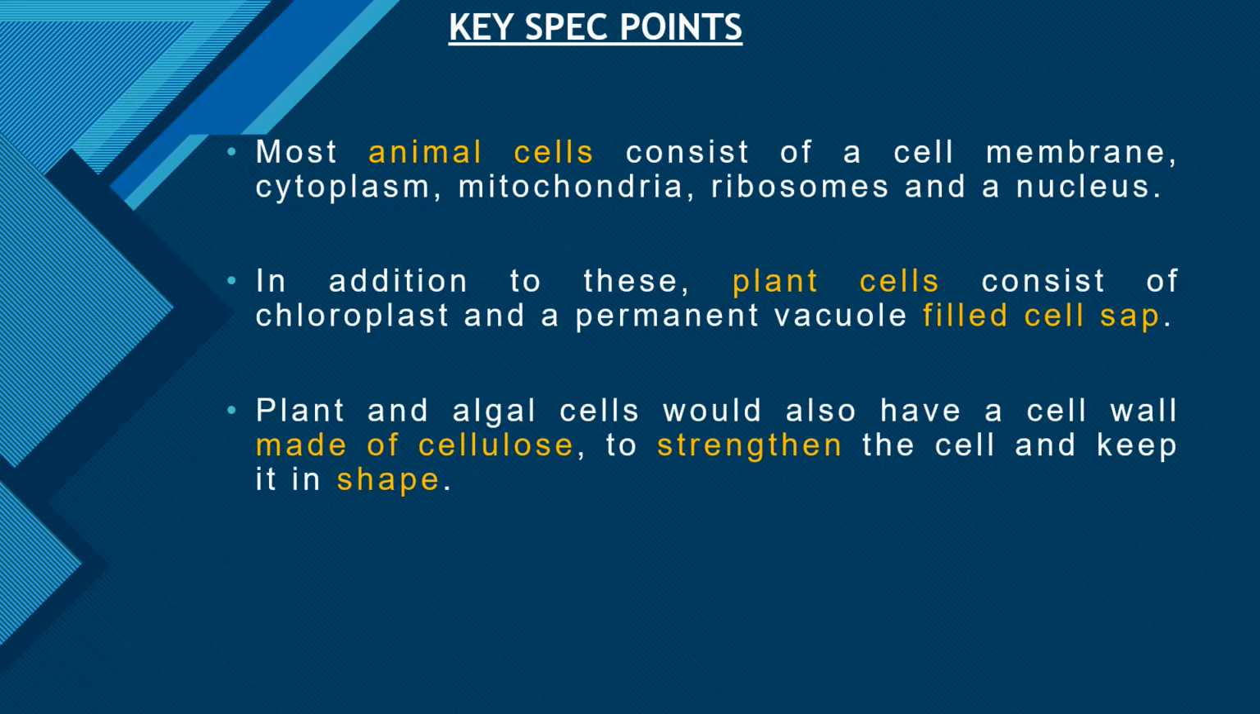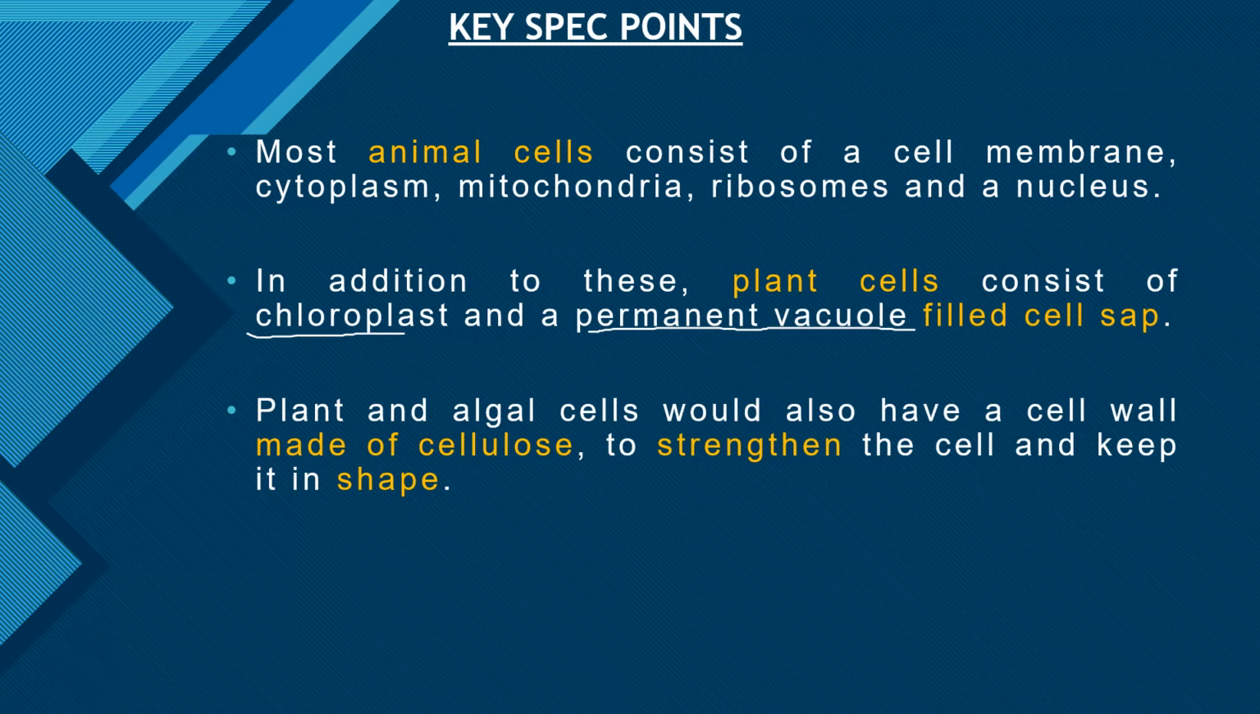Going on to the key specification points, please make note that most animal cells consist of a cell membrane, cytoplasm, mitochondria, ribosomes, and a nucleus. In addition to these, plant cells consist of a chloroplast and a permanent vacuole filled with sap. Now remember, from the previous video, we did mention chloroplast and a permanent vacuole. This is because these two components, as part of eukaryotic cells, are only found in a plant cell in comparison to an animal cell. So these two components are not found in an animal cell. They are found in a plant cell.